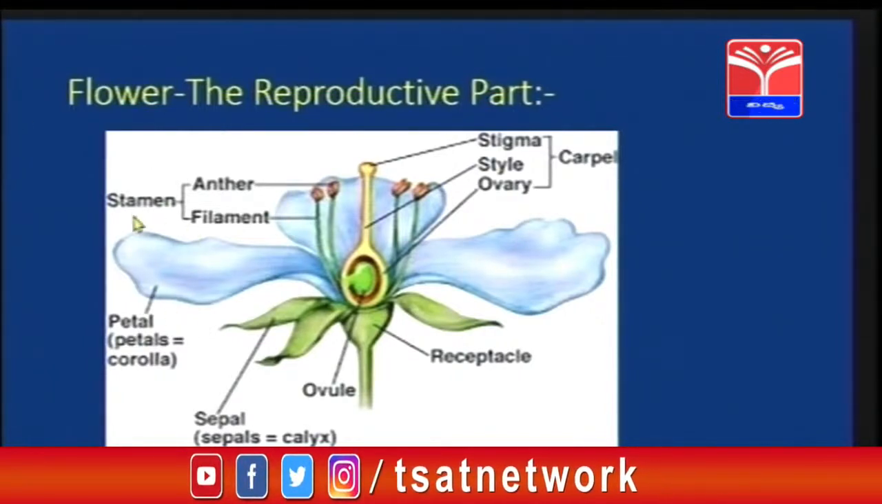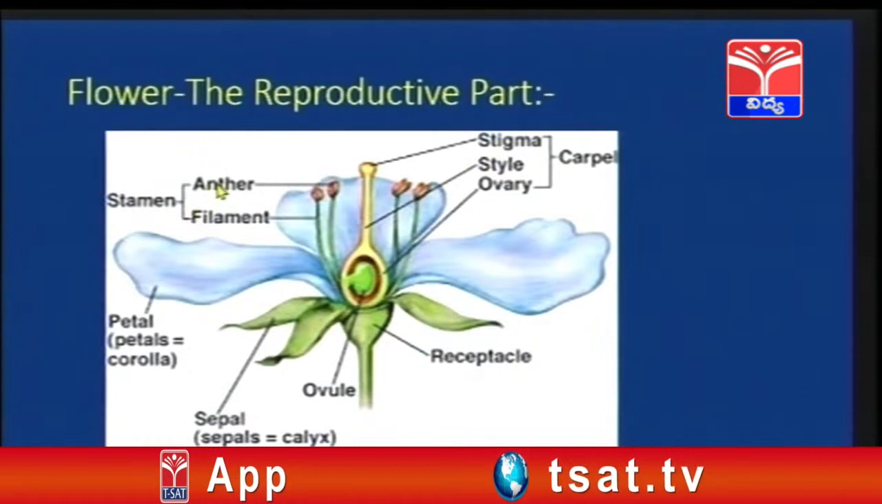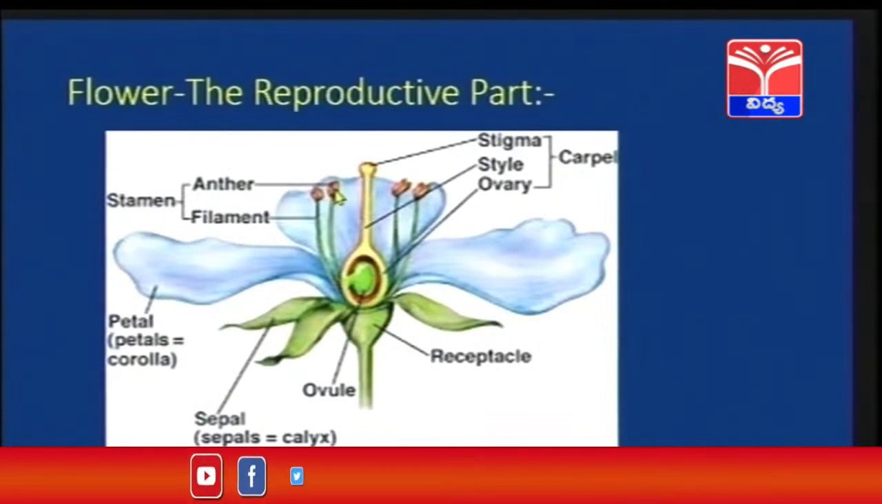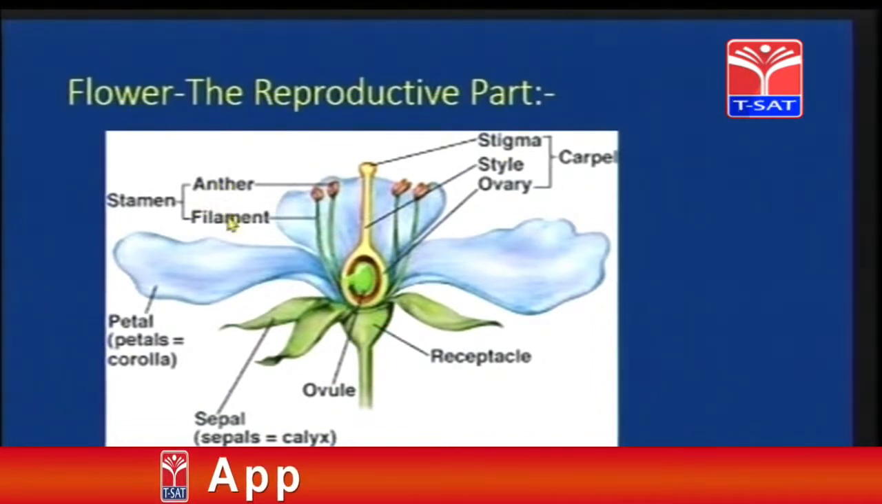Now, coming to stamens. Stamens are called the reproductive parts. In stamens, we have two parts, that is anther and filament. As you can see over here, this bilobed structure is called the anther and the tube-like structure is called the filament. So, stamen consists of anther and filament.